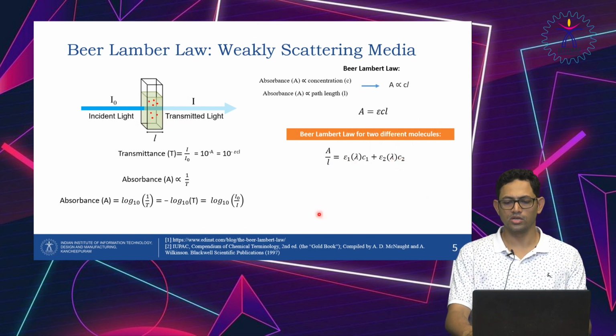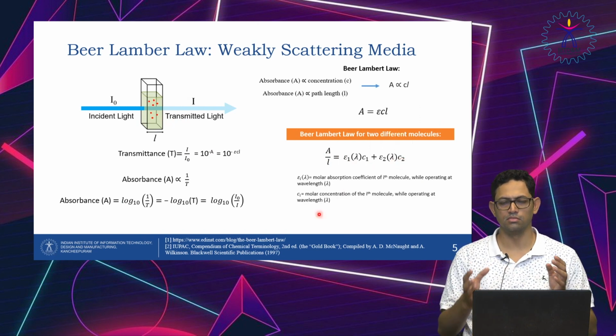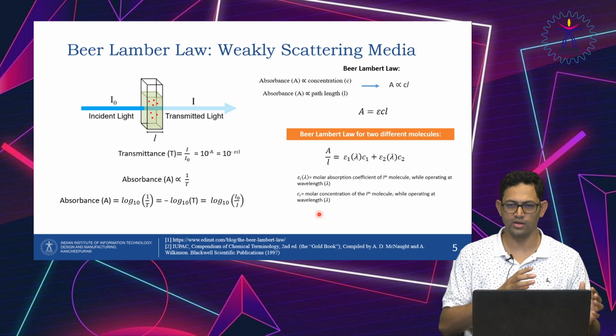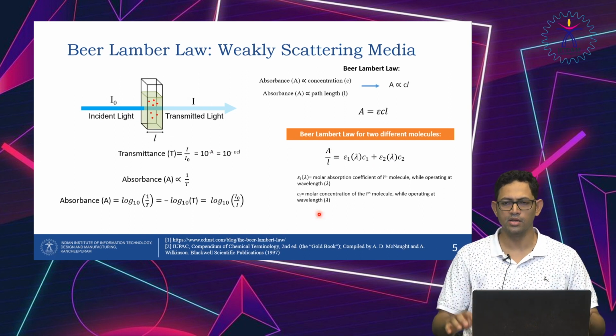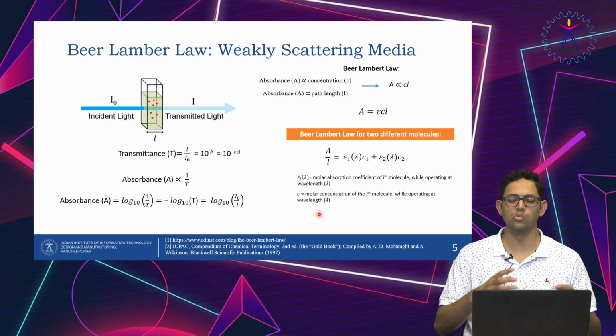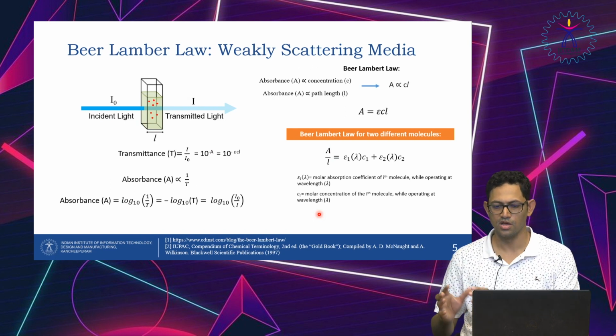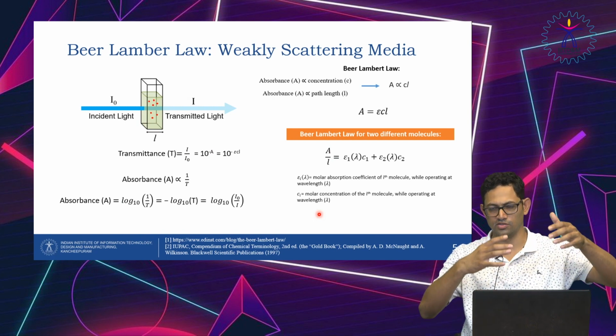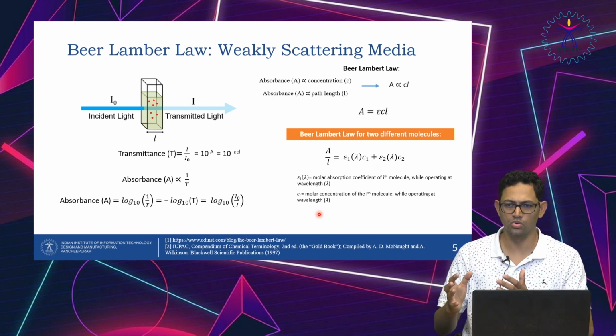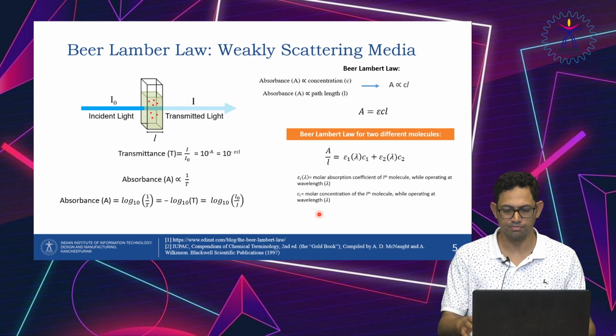With this, you can just back calculate again. Once you have tabulated data, you can back calculate the concentration of your first species and the concentration of the second species, assuming that you apply two different wavelengths. So you have two equations and two unknowns.